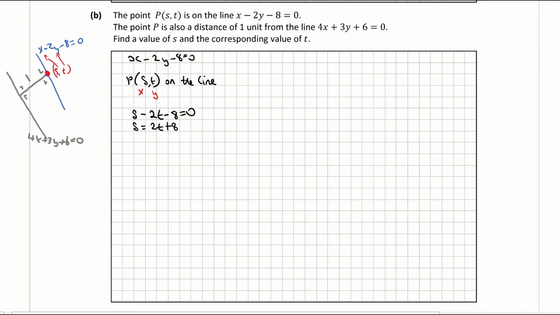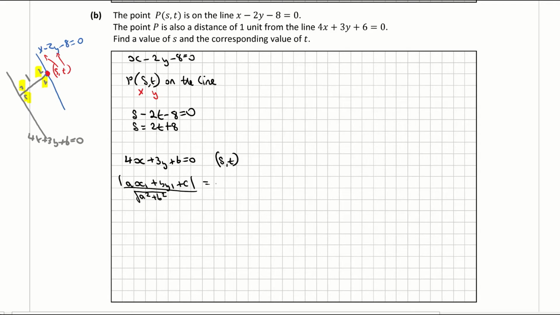We will need that in a second if we're going to get the distance to the other line. So let's think about this. The grey line, 4x plus 3y plus 6 is equal to 0, is 1 unit away from the point (s, t). On my picture, remember that we marked these in as 90-degree angles. The shortest distance from a point to a line is the perpendicular distance. That's our formula from our log tables, the perpendicular distance formula, which is written as the modulus of ax1 plus by1 plus c, all over the square root of a squared plus b squared.